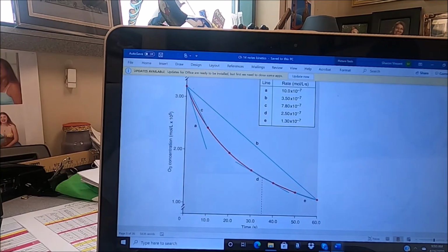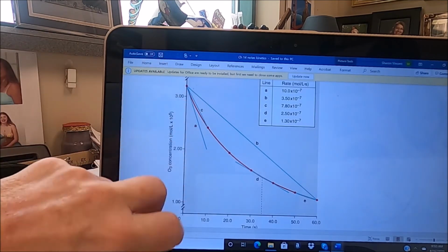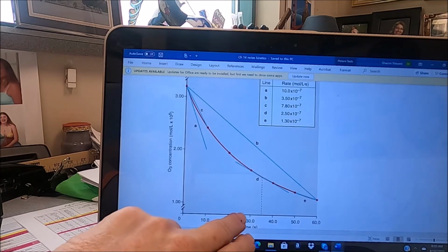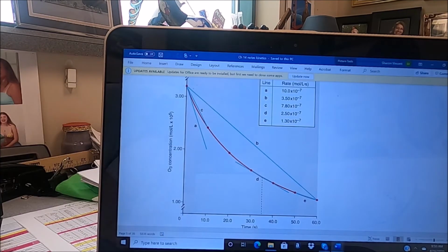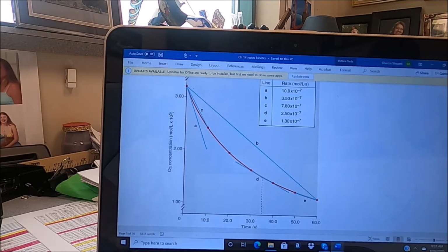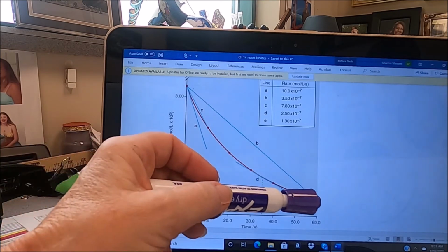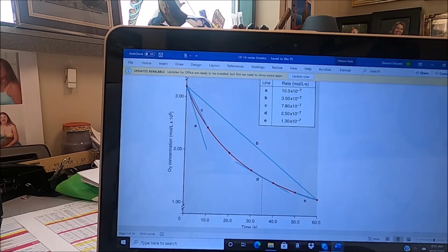B would be the average rate of the reaction over the time period shown. Well, excuse me, yeah. C is the average rate of reaction over 10 minutes. D is the average rate of reaction between 30 and 40 minutes. You can see how they're different. Okay. A is an instantaneous rate. It's only tangent at the initial point of the reaction. Okay. So A is an instantaneous rate. B, C, D, and E are all average rates.